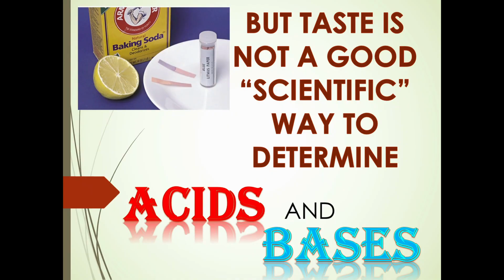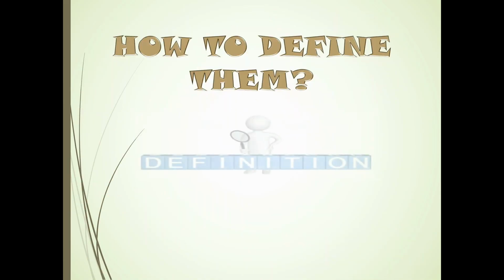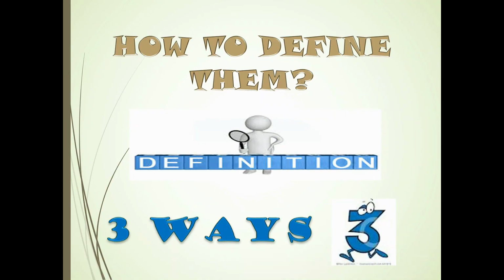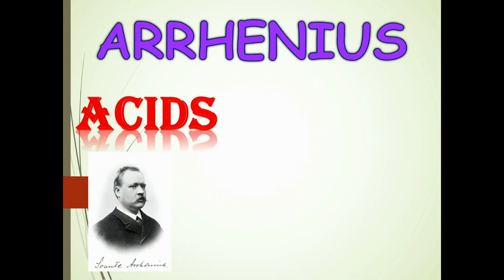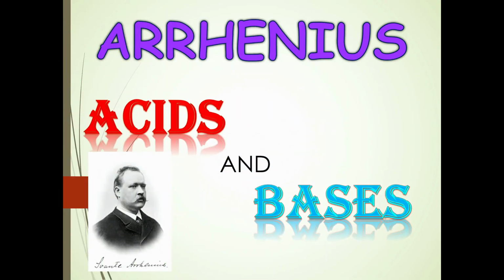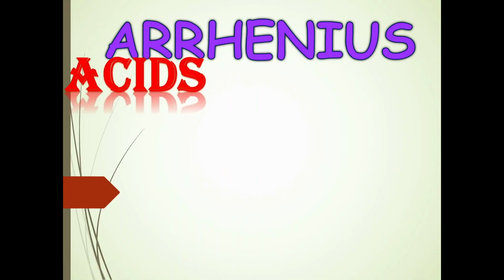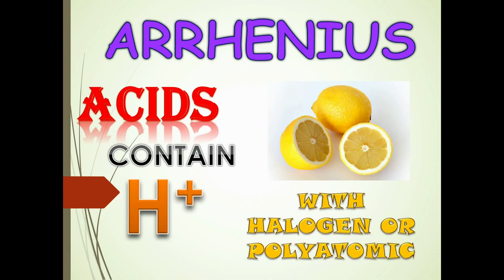But we don't want to keep tasting things to tell whether they're acids or bases, so we want to define them. And there are 3 definitions for acids and bases. Chronologically, we'll start with the earliest one, and that is the Arrhenius definition. We've seen Arrhenius before, a couple of weeks ago, on the Arrhenius equation. He also did this. So he came up with what we consider to be the first definition of what acids and bases are. To Arrhenius, an acid was anything that contained an H+.